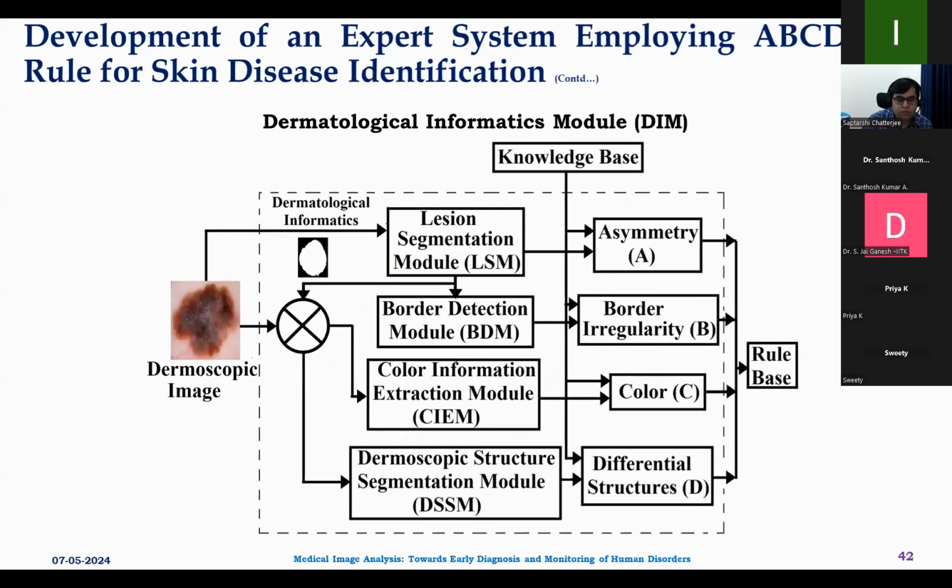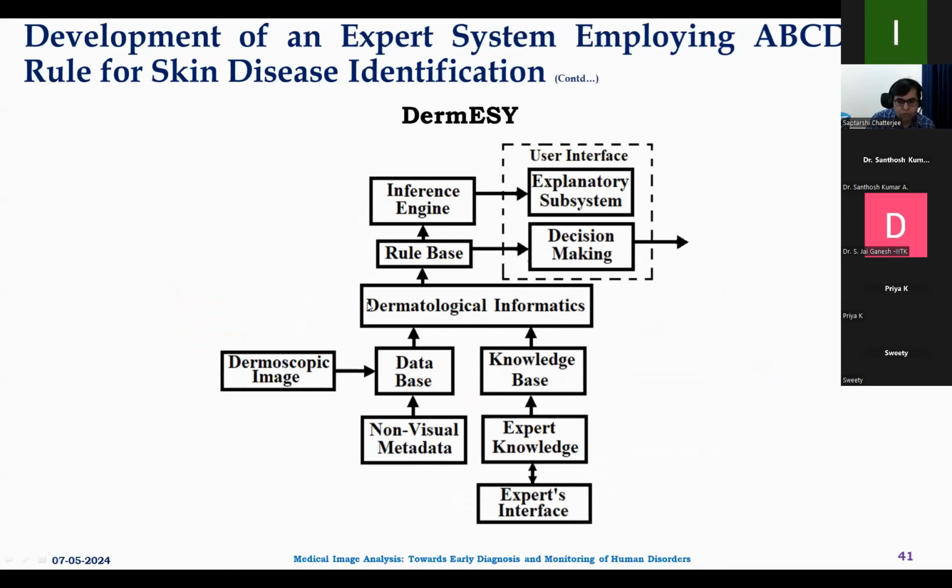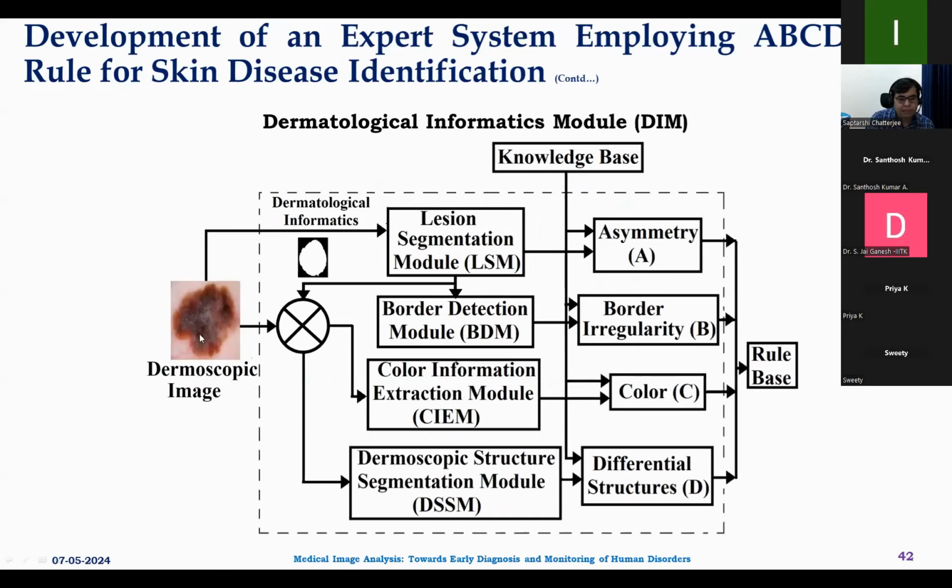So this is the overall block diagram of the dermatological informatics module. The informatics module is where we are trying to determine the ABCD parameter values. So we have the dermoscopic image, right? And there is a lesion segmentation module. We can employ or develop any segmentation algorithm. Then the border is detected from that segmented image, color information is extracted, and the dermoscopic structures are also identified.